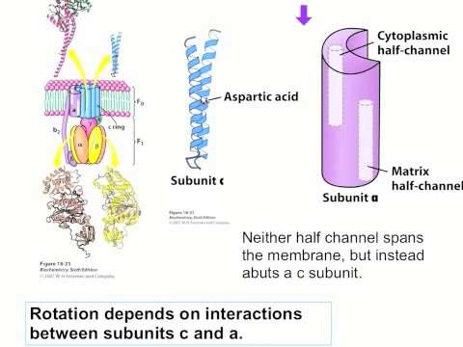However, neither of these channels spans the membrane, but instead will abut a C unit. This means that it has direct contact with the subunits of the C ring. Now each C subunit contains a critical aspartic acid that is important for C ring rotation. Now we know that aspartic acid can act like an acid to lose a proton, and this residue has a key role in delivering protons from the intermembrane space to the matrix and also allowing the C ring to rotate. Let's see how that works.